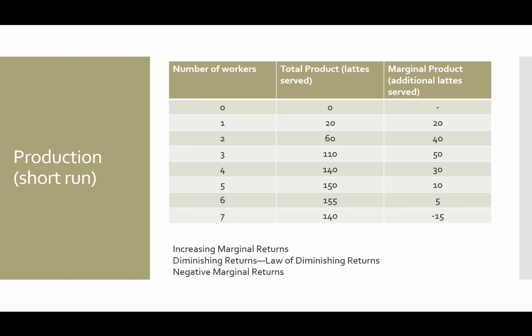In this case, again, our variable here is the number of workers, and the total product is the first kind of term that you should know. This is simply the number of lattes that they are able to serve in this time period. So if we have zero workers, obviously you can't make any lattes. If you've got one worker, let's say that worker can sell 20 lattes in 60 minutes. So it took them like 3 minutes per latte, whatever. If you have two workers, then suddenly they're able to sell 60, and on and on. So it keeps going up for a certain amount of time. And then I'll get to where it starts going down.